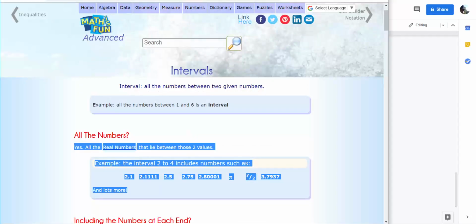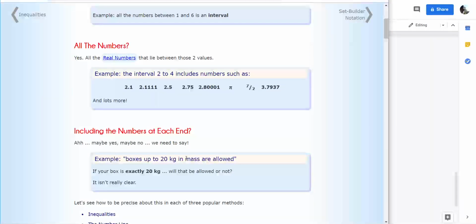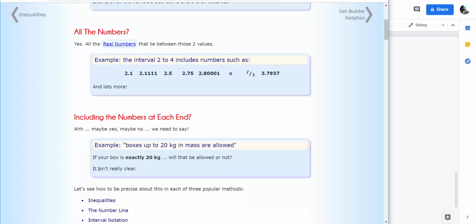This is an interval. So an interval is basically like a bin in statistics, including the numbers at each end. Maybe yes, maybe no. We need to say. Boxes up to 20 kilograms in mass are allowed. Boxes exactly 20 kilograms, will that be allowed? Up to 20, yes, it is. Well, usually that's what I understand. Saying that, it isn't really clear.